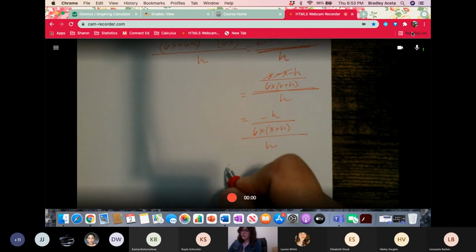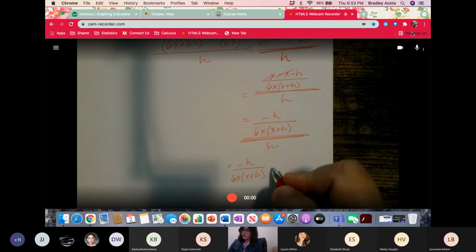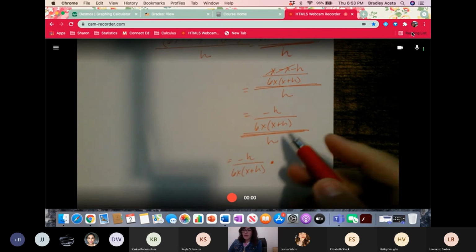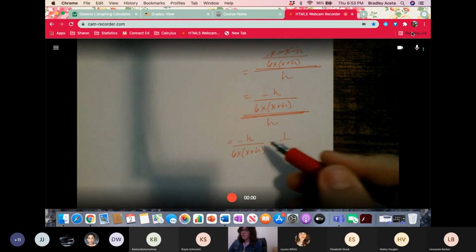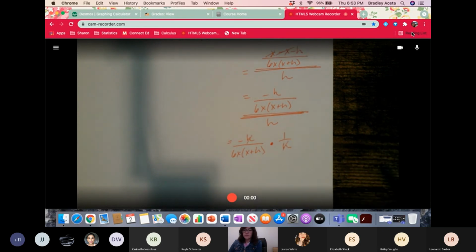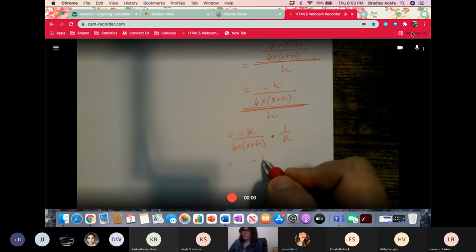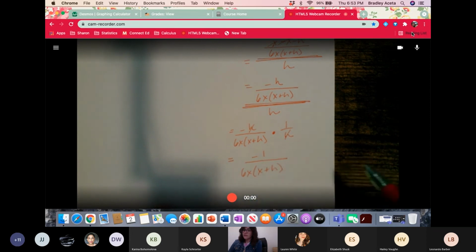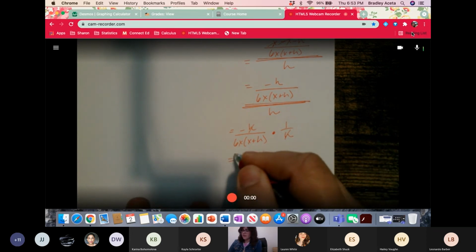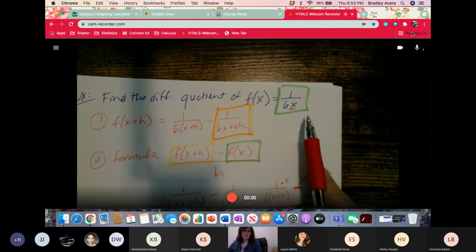We're going to keep the top the same. We're going to change this division symbol right here to multiplication. And we're going to flip the h to be 1 over h. And now you can cross cancel. And your final answer would be negative 1 over 6x times x plus h. That right there is the difference quotient for that guy.